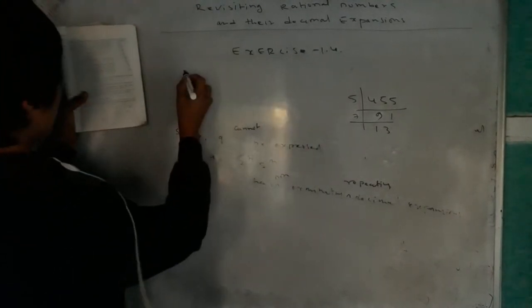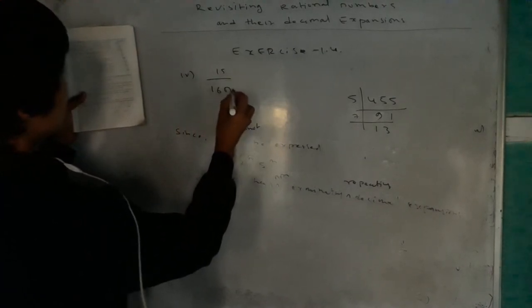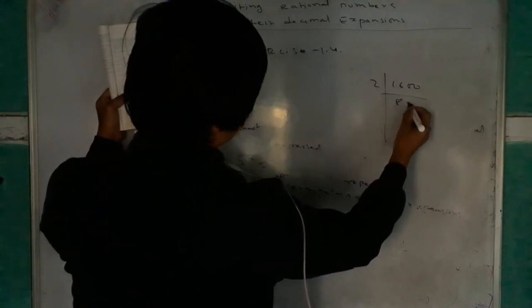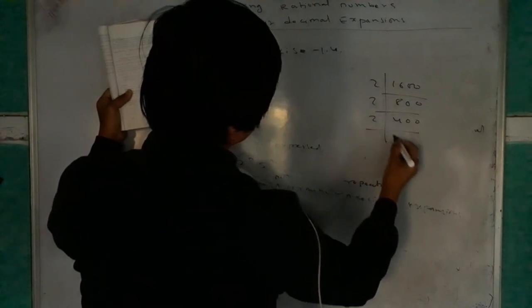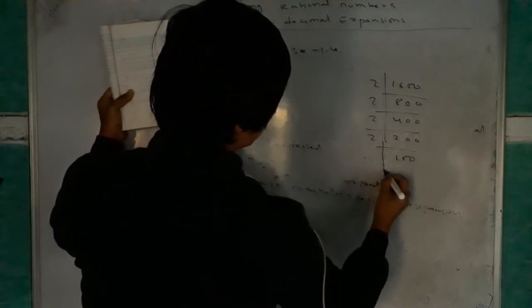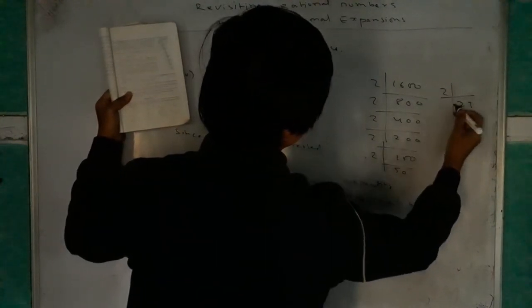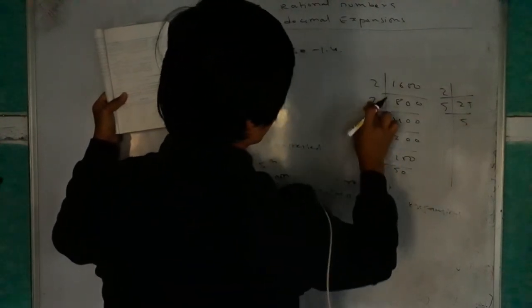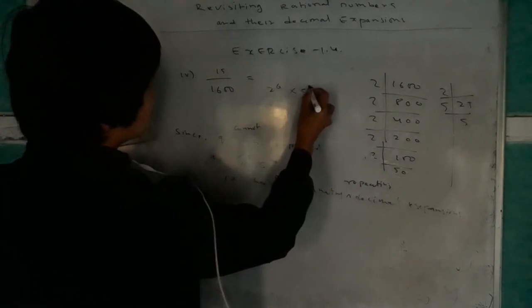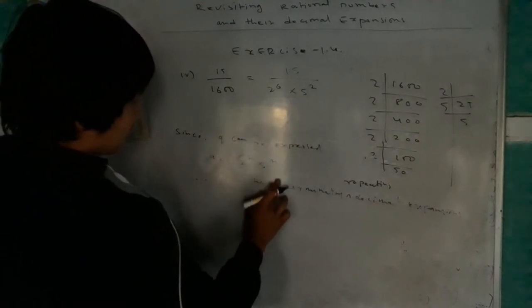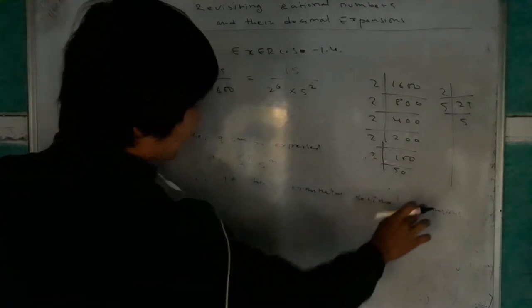What about number 4? 15/1600. Okay, what will be the answer? Now I have to check the denominator. 1600 factorized: 2 to the power 6 × 5 to the power 2, it can be expressed. Okay, so since q can be expressed in the form, it has a terminating decimal expansion. Okay, this is the short answer.